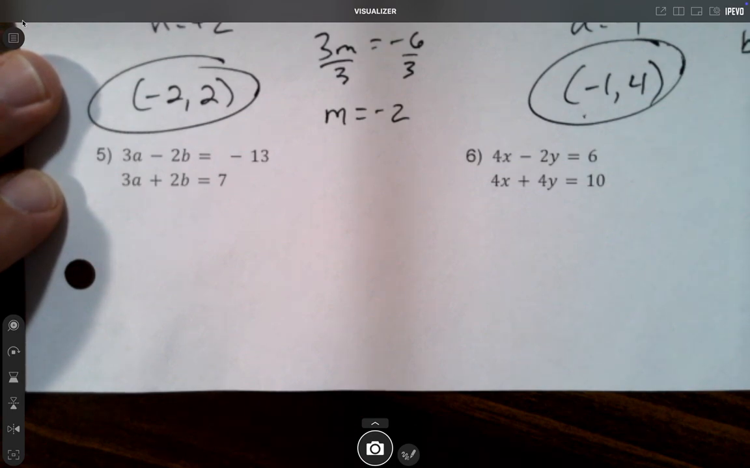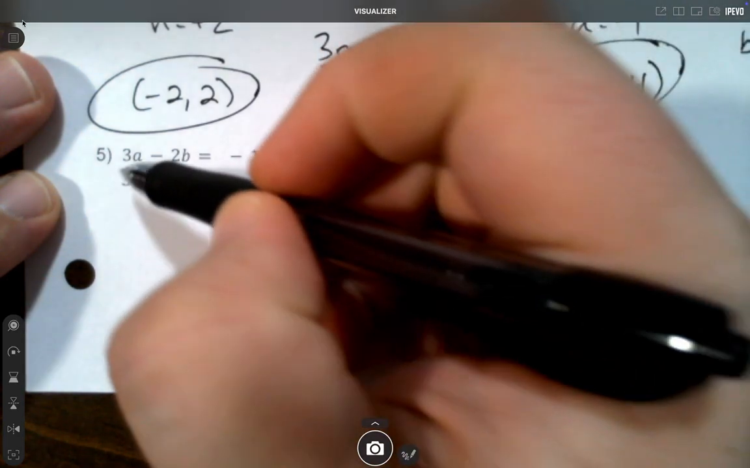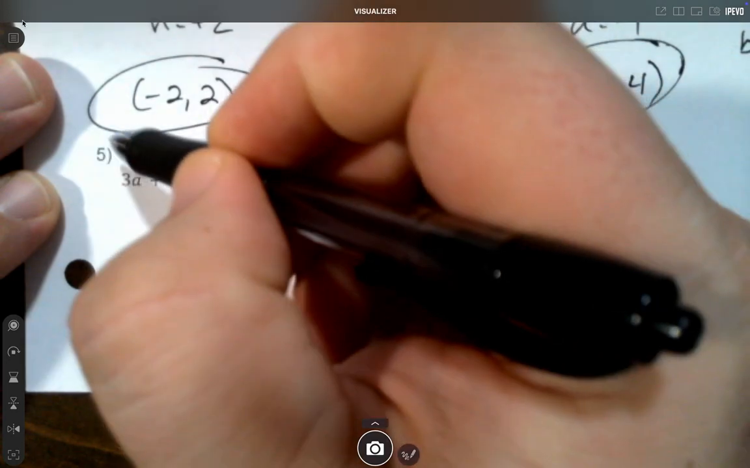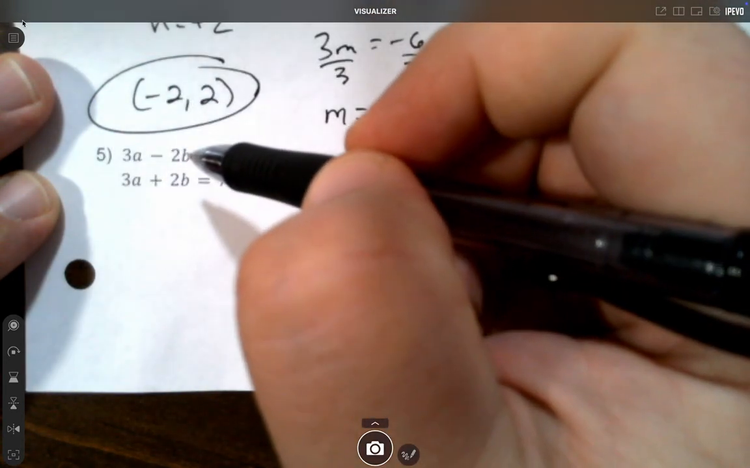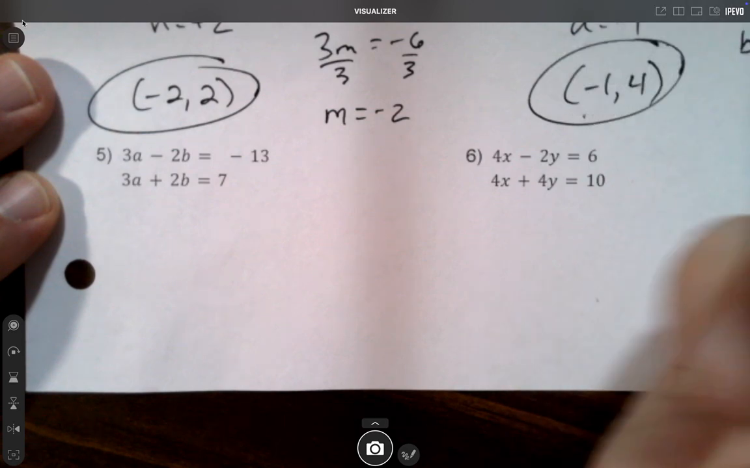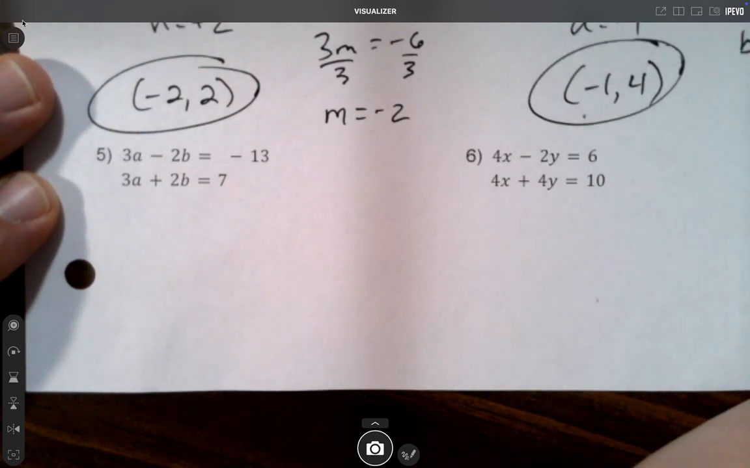You may be noticing there's a difference here from the ones before. You could actually pretty easily eliminate either the A or the B. Because the A's both have a +3 in front, since they're the same sign, I could subtract them to make the A be eliminated. But the B's also have a 2 out front. Now they're different signs, so we'd have to add in order to do that. But either way, we can eliminate the 2.